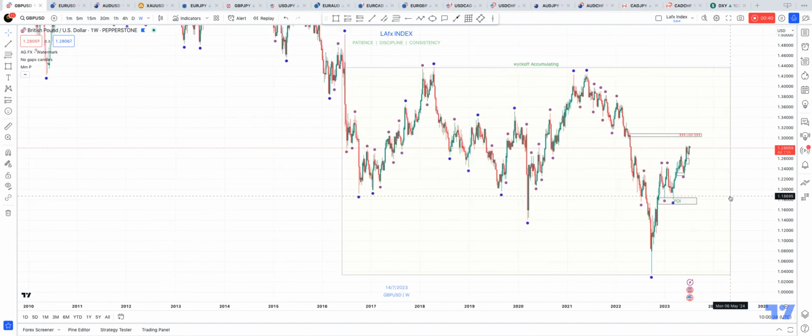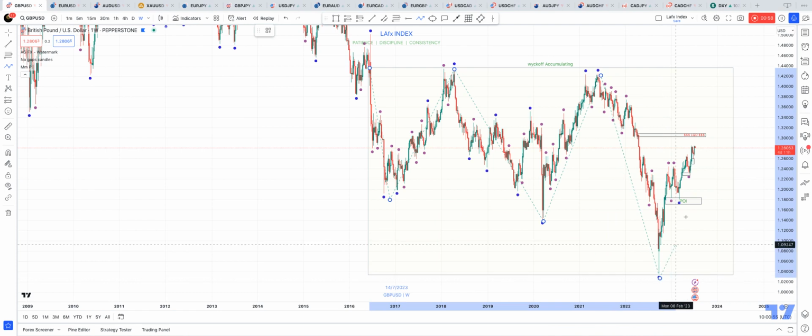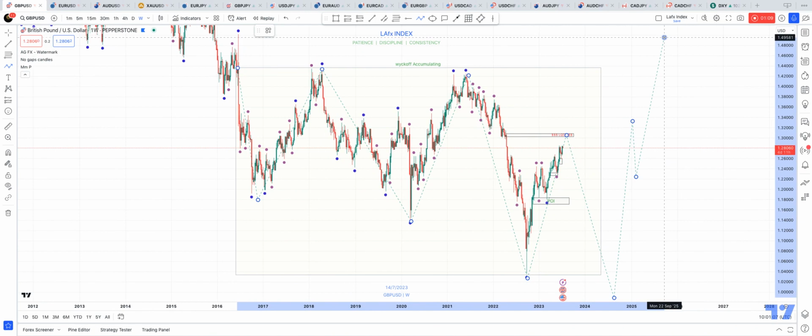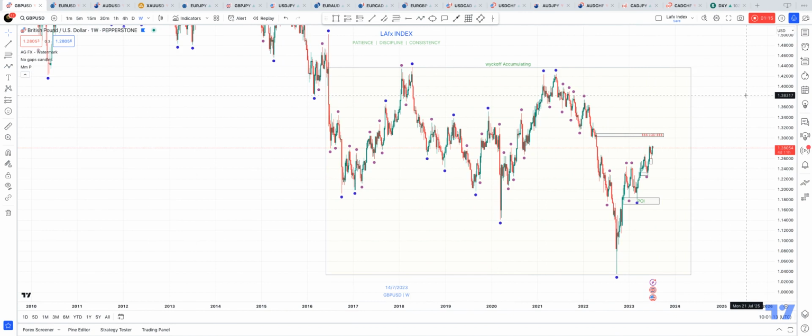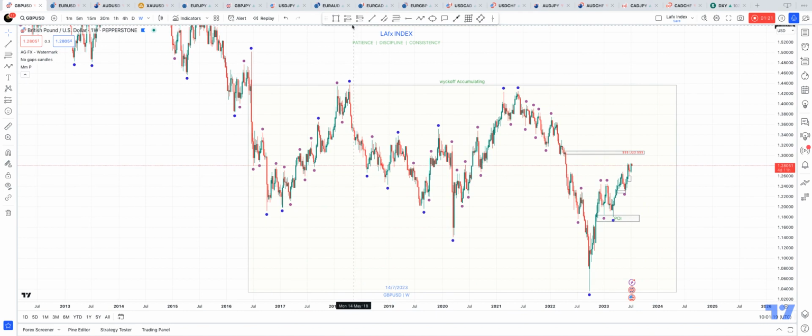On the weekly, I have my perfect Wyckoff accumulation schematic playing out. If you do follow my channel, you realize that my accumulations are always like this. Further down, break of this high, and then break of these highs all the way, right? Now, as you can see, we have some sort of protected highs here.